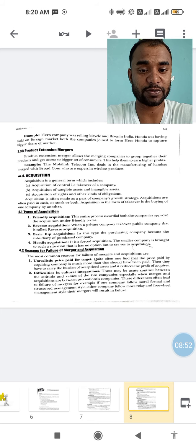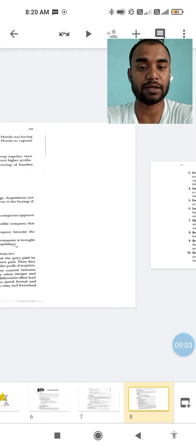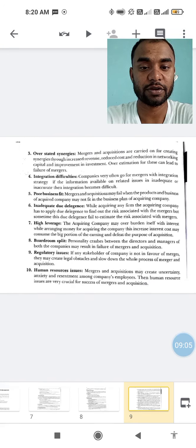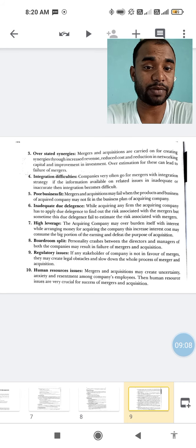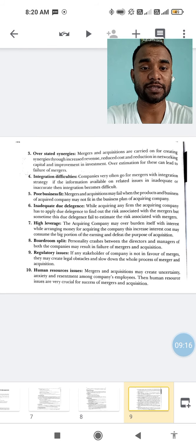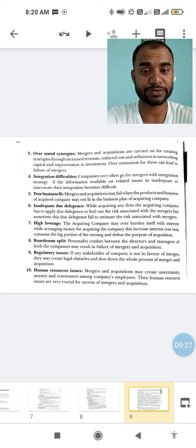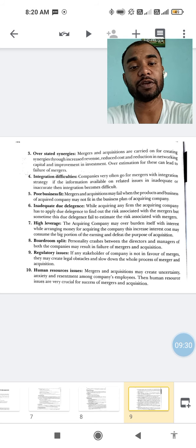We will also see some of the reasons for failure of mergers and acquisitions. The first failure is unrealistic price paid for the target. Then difficulties in cultural integration. Then we have overstated synergies. Mergers and acquisitions are carried out for creating synergies, which means an increase or growth of profit. Synergies basically mean reduced costs, reduction in net working capital, and improvement in investment. Overestimation of this can lead to the failure of mergers.